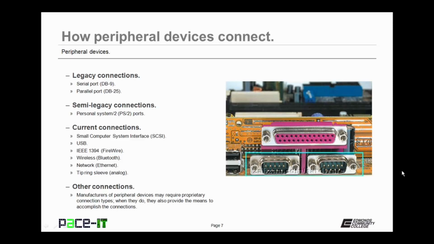And we'll start with legacy connections. They can connect through a serial port, the DB9. That is a D-shell 9-pin connection. Or they can connect through a parallel port, the DB25, a D-sub miniature 25-pin connection. Most modern systems do not come with a serial port or a parallel port anymore. You need to be aware of that just in case you buy a peripheral that requires that type of connection.